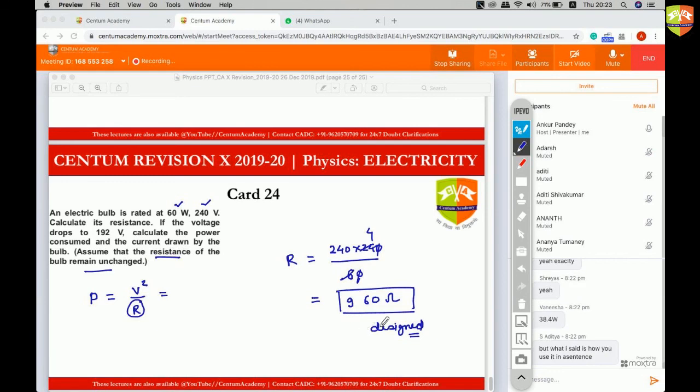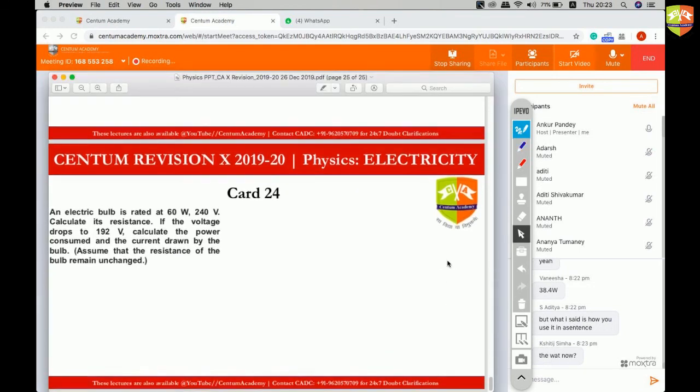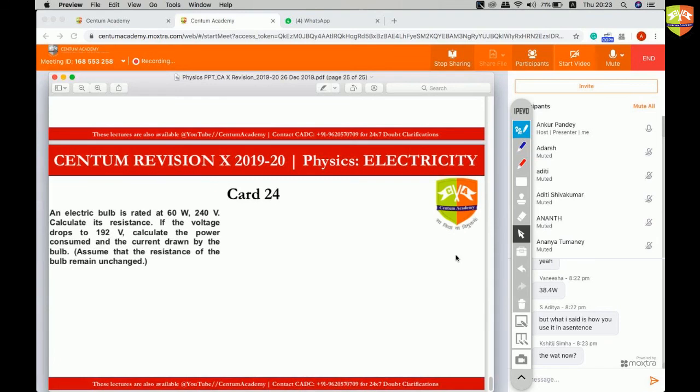Great. Bye. Sir, Shreyas has one doubt, sir. Shreyas, please proceed. He's asking how the resistance changes with temperature. Okay, dear, if I have to explain the concept part of it, Kshitij, would you like to explain that?